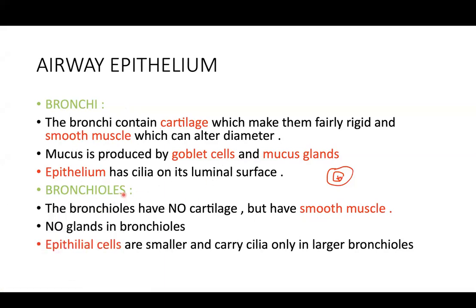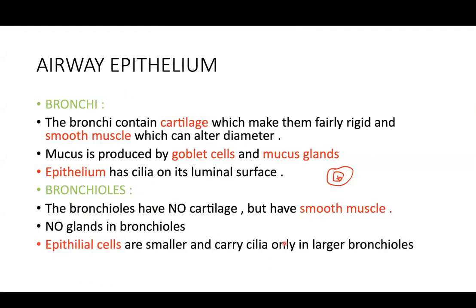Now we move to the bronchioles. We're done with the bronchi. The bronchi divided like 15 times, and they became bronchioles. The bronchioles have no cartilage, but they have smooth muscle. Okay, so no cartilage, but smooth muscle. They also have no glands, so they have no mucus. Okay, no glands. This goblet cell and mucus gland, it's not there. The epithelial cells are smaller and carry cilia only in larger bronchioles.